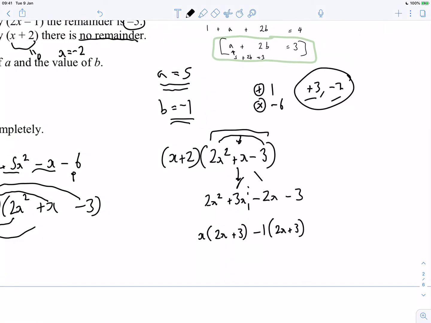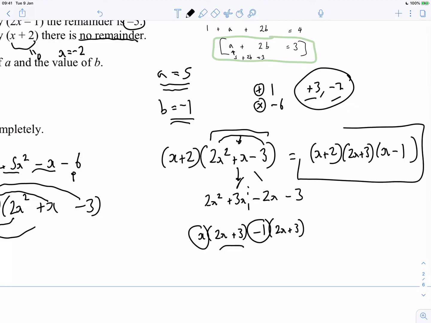So it looks like this can be factorised as x plus 2 times one of the brackets, which is 2x plus 3, that repeated bracket, and then the other bracket is just the minus 1 and x, which is x minus 1. So my final answer is x plus 2 times 2x plus 3 times x minus 1. And you can have them in any order, it doesn't particularly matter.